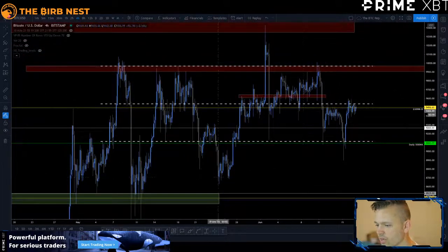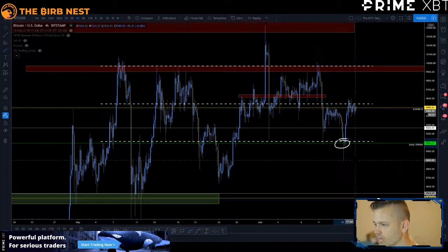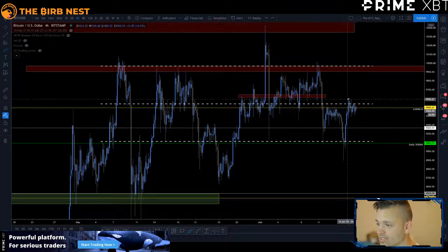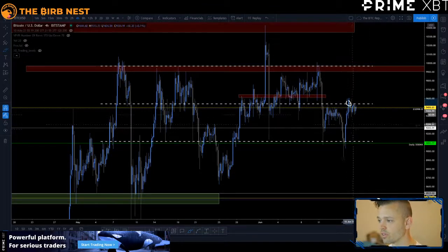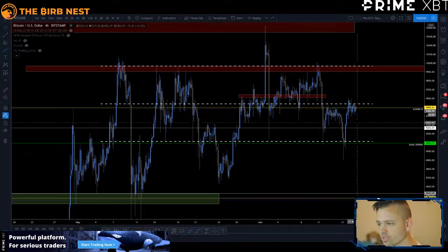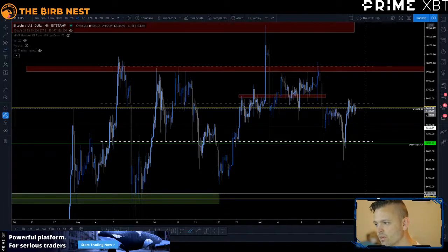Down here we bounced off the 55 EMA on the daily, confluent with range low. We're now struggling to get above range EQ and the daily 21 EMA. This right here is a 4-hour fake out of the range EQ. So right now we're below the range EQ on this 4-hour, we're below the 21 EMA daily. It's bearish on the lower time frames.